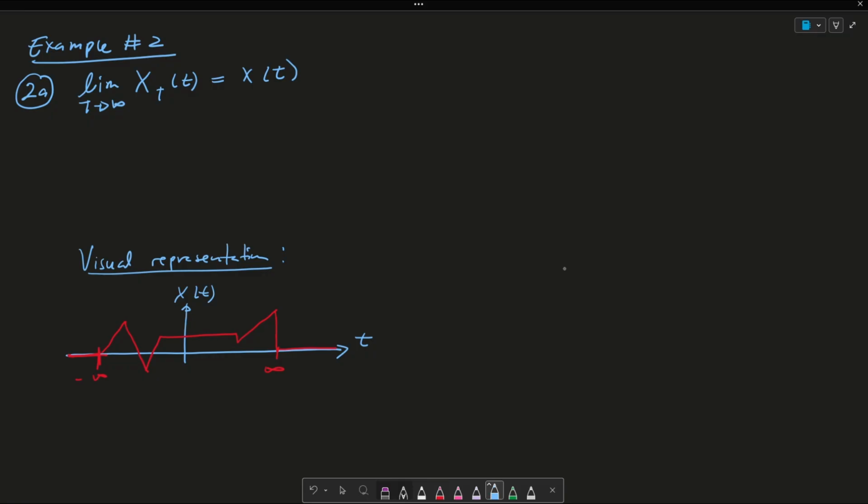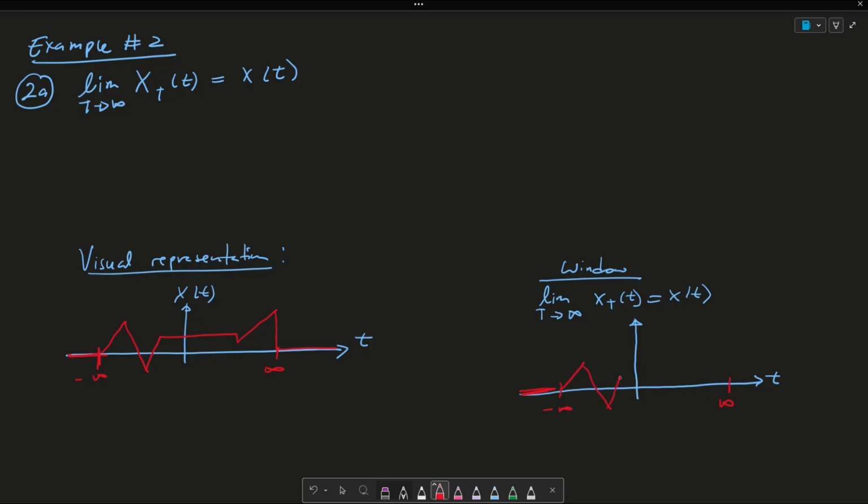And what we're going to do is take a window of this function and say that now the limit as T goes to infinity of x of capital T of t, our window function, is basically equated to x of t, which is just our regular aperiodic signal. And this makes sense, right? Because essentially this function is going to be my entire signal from negative infinity to infinity. And again, it looks like this.